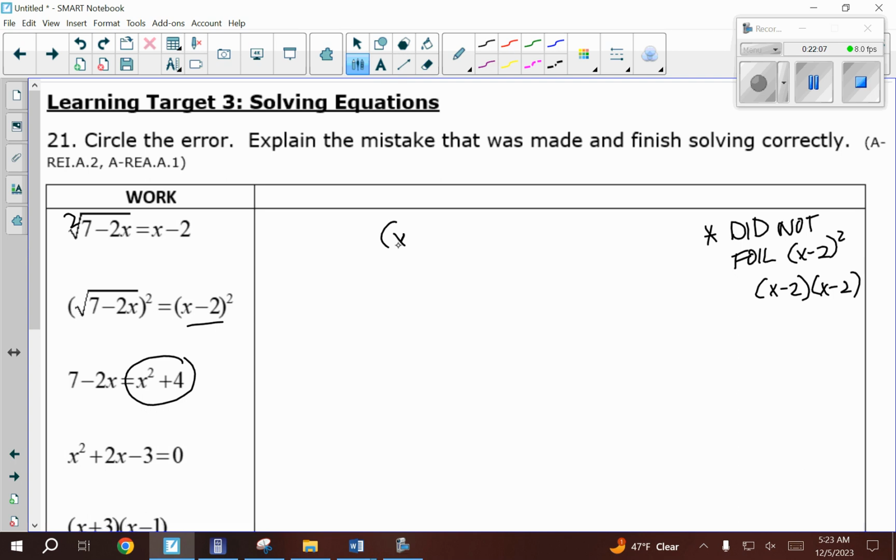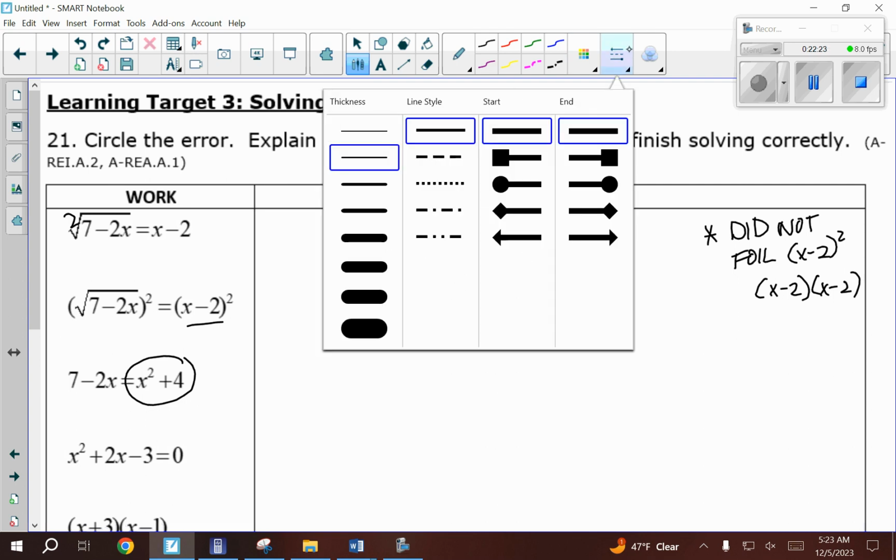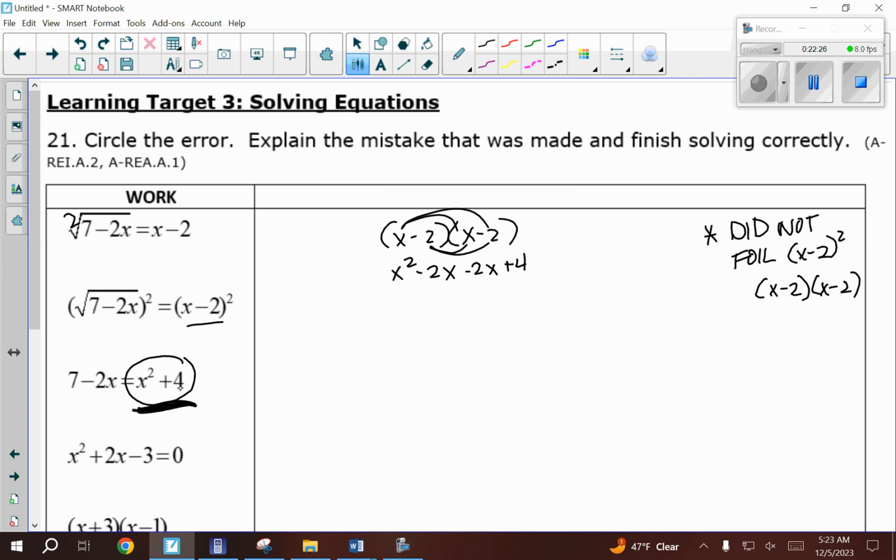So if I was to do this, x minus 2 and x minus 2, that's going to give me x squared minus 2x from the first two. And then I'm going to have another minus 2x. And then it's going to give me a plus 4. So this question, I'll do this part in bold. If you look at what they got over here, it does have the x squared and it does have the plus 4, but it did not have the minus 4x. So then we're going to go ahead and copy everything else down and finish solving.